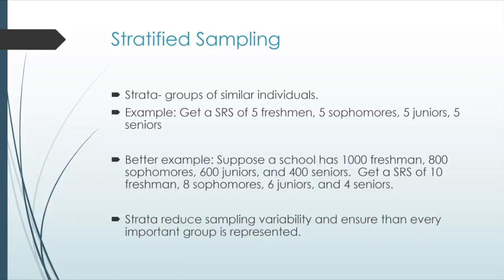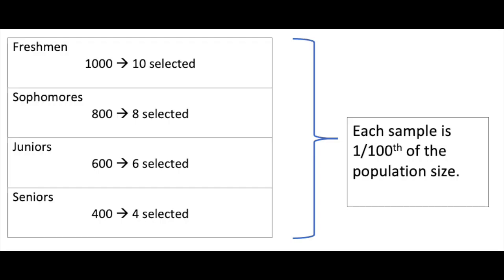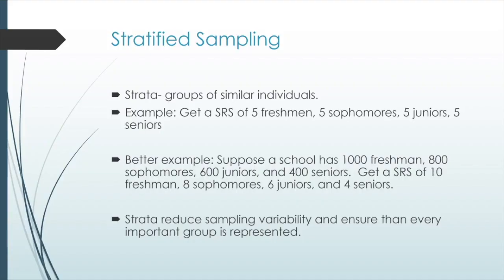Each of the groups is, in this case, a strata. Or maybe a more realistic example would be if the school has 1,000 freshmen, 800 sophomores, 600 juniors, and 400 seniors. We could modify our simple random samples to be proportional to the sizes of the strata. What do strata do? Strata reduce the sampling variability. They ensure that every important group is represented.